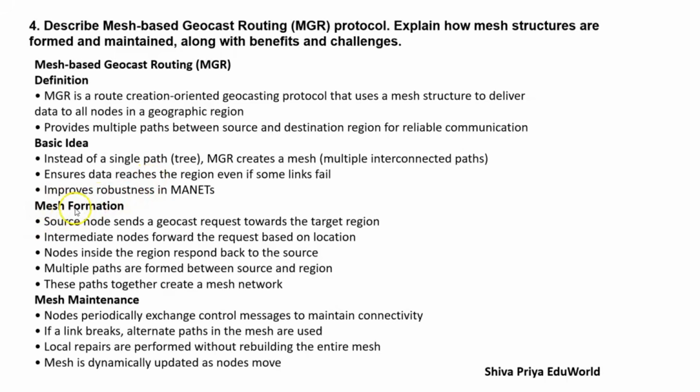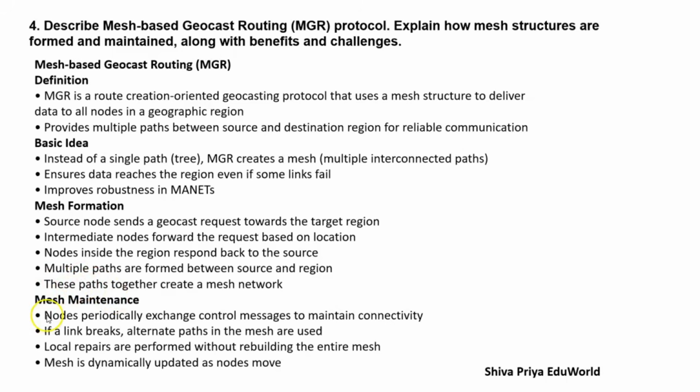Mesh formation, how it is formed. The source node sends the geocast request towards the target region. Intermediate nodes forward the request based on location. Nodes inside the region respond back to the source. After that, multiple paths are formed between the source and the region. These paths together create a mesh network. The paths formed from source to destination are called a mesh network.